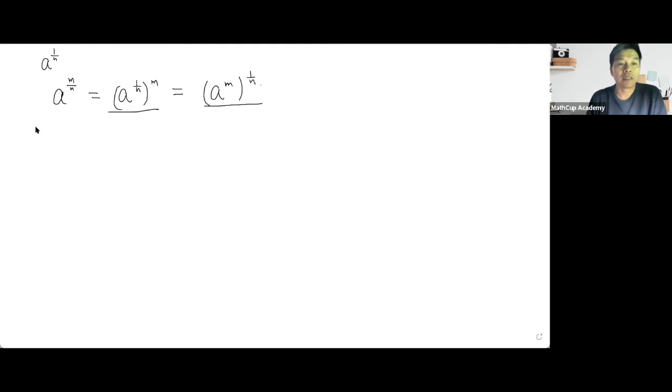So let's look at another example. What is x to the power 2n, to the power 1 over n? This equals x to the power 2n times 1 over n, which is going to equal x squared.